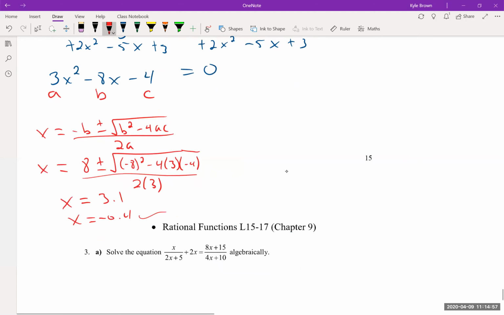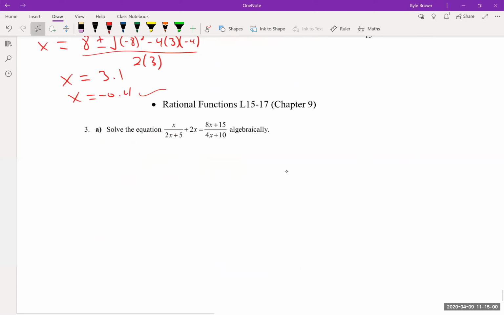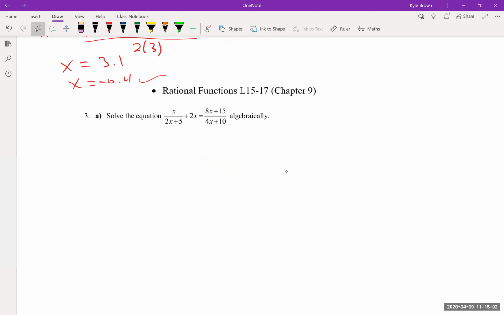Okay, moving on. So solve this one algebraically. Okay, so this one will be a little bit tougher because there's 3 terms we got to deal with here. We did this a lot in 20-1. So see if this all makes sense. I'm just going to write it all out again. It's going to get kind of messy. So we'll go X over 2X plus 5 plus 2X is equal to 8X plus 15 over 4X plus 10.